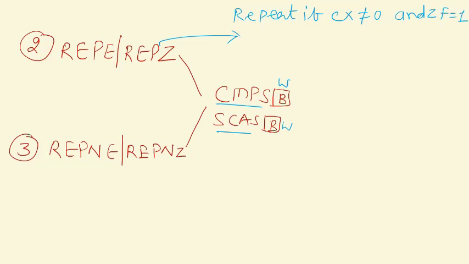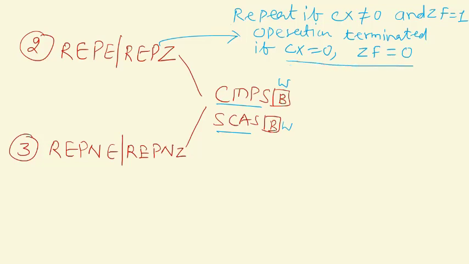ओके, इसको मैं कुछ इस तरह से लिख सकता हूं कि operation will be terminated, operation will get terminated if CX is equal to 0, या तो CX 0 हो जाए या फिर जीरो फ्लैग 0 हो जाए। सो जैसे ही जीरो फ्लैग 0 होगा या फिर CX 0 हो जाएगा, तब ये ऑपरेशन टर्मिनेट हो जाएगा बेसिकली। ओके, सो repeat until CX is not equal to 0 and zero flag is equal to 1.